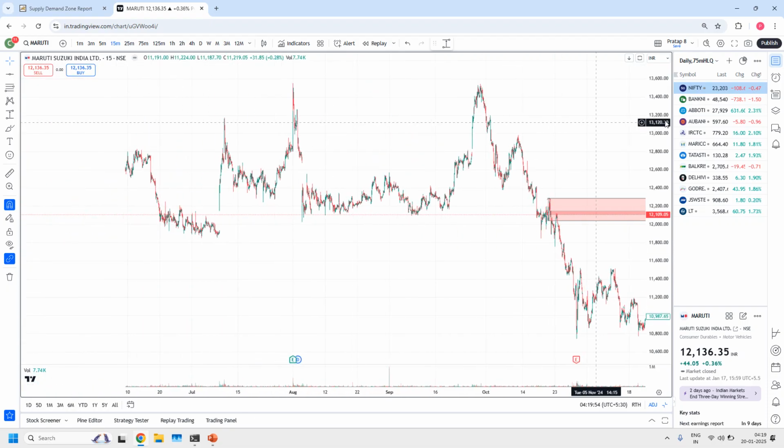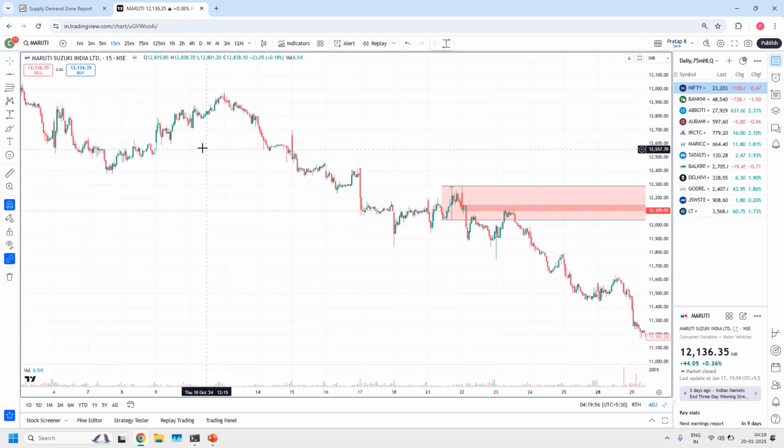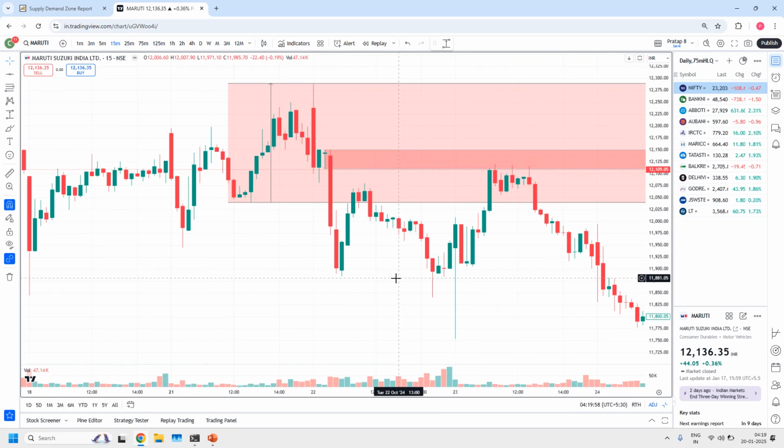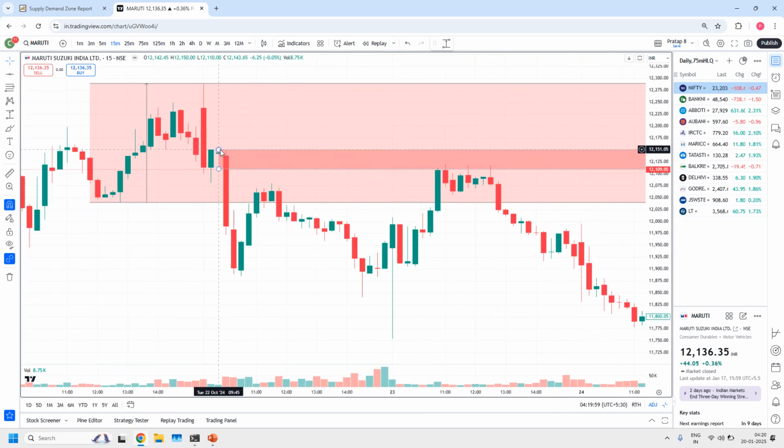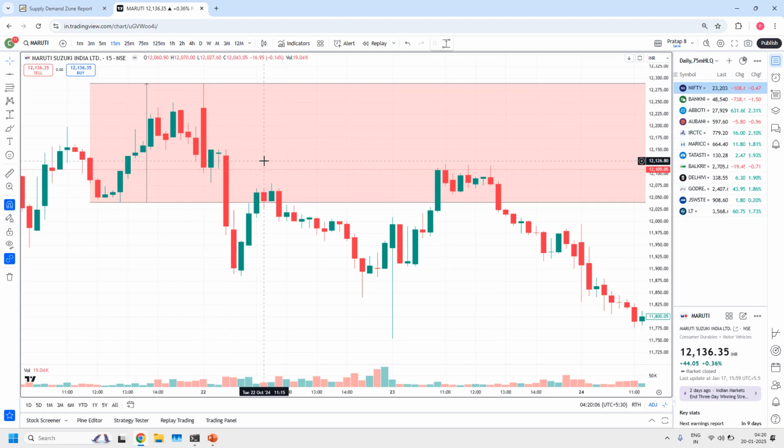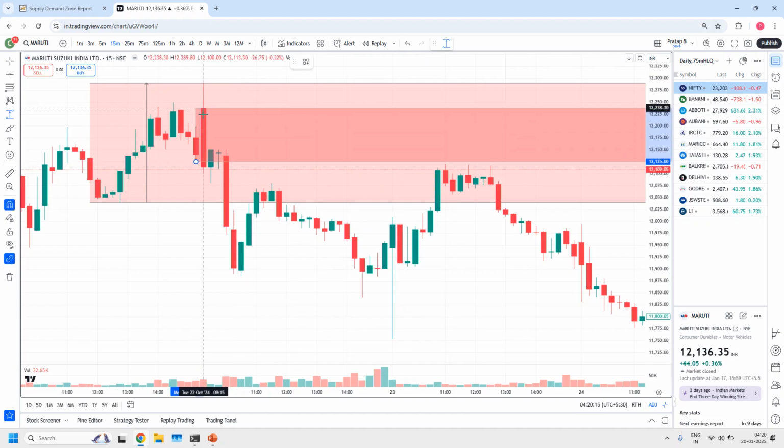But above this, are there any order flows? Let's verify. I'm deleting this zone. Here you have a drop, 2 base candles and again a drop candle, big candle. Let us draw the zone here.